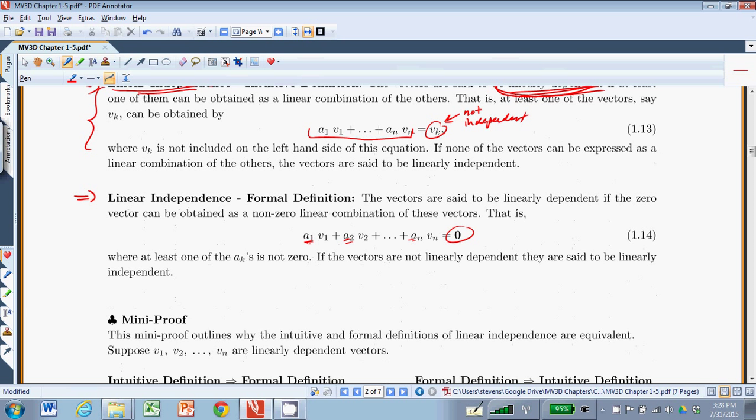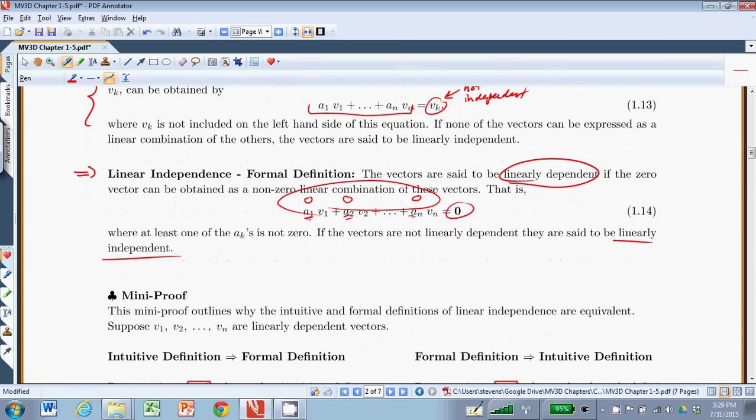And if that's the case, then those vectors are called linearly dependent. If you can't do that, if the only combination that hits 0 is 0 v1 plus 0 v2 plus on and on plus 0 times the last one equals 0, if that's the only combination that hits the 0 vector, then the vectors are called linearly independent.